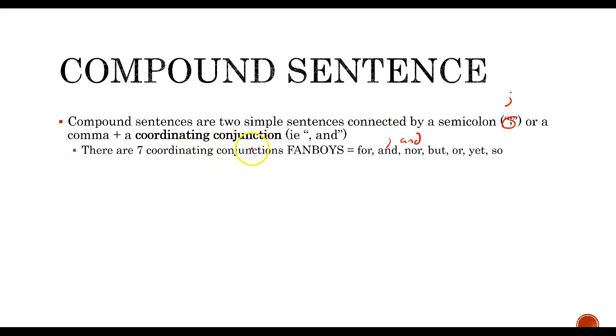So there are 7 coordinating conjunctions, right? And you remember them by the acronym FANBOYS. So the 7 coordinating conjunctions are for, and, nor, but, or, yet, and so. So these are appropriate to use with a comma in order to connect two simple sentences into one compound sentence. Alternatively, you could use the semicolon.